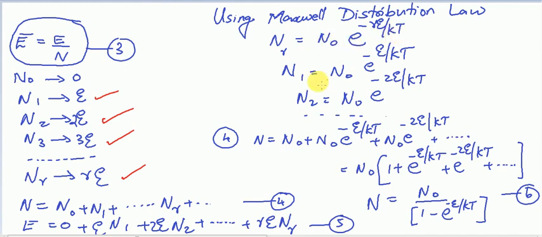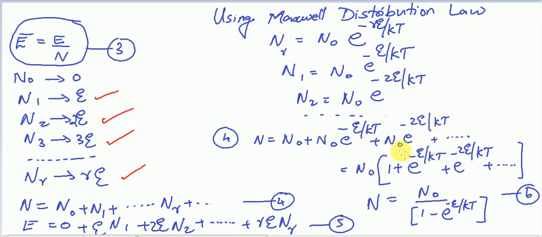Using this, you can write each expression for n's, that is n1 equal to n0 e to the power negative ε by kT, n2 is n0 e to the power negative 2ε by kT, etc. And in the same way, we can substitute in equation number 4. Equation number 4, N equal to n0 plus, instead of n1 we can write n0 e to the power negative ε by kT plus n0 e to the power negative 2ε by kT plus etc.